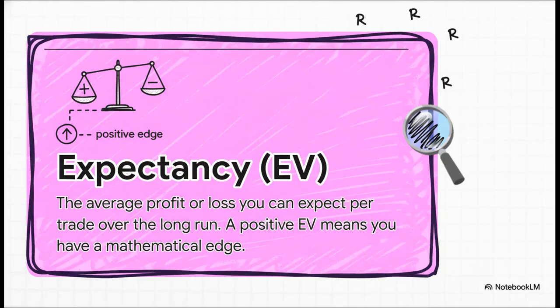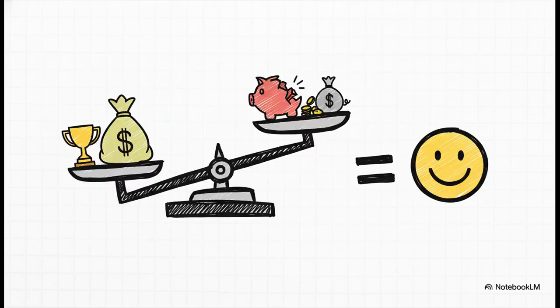Expectancy, sometimes called EV, is basically the average amount you can expect to make or lose per trade over a long series of trades. If it's positive, you've got a mathematical edge. Simple as that. But if it's negative, well, you could be heading for trouble, even if it feels like you're winning a lot.